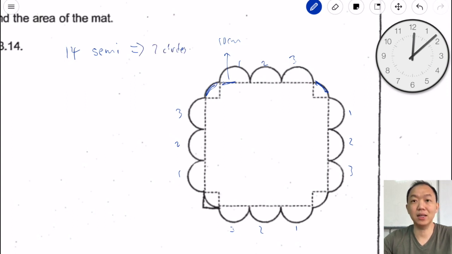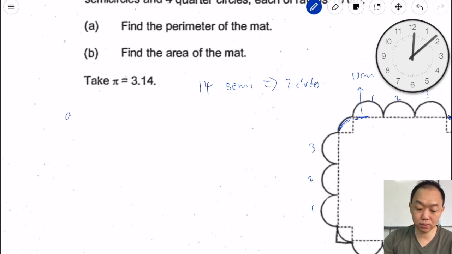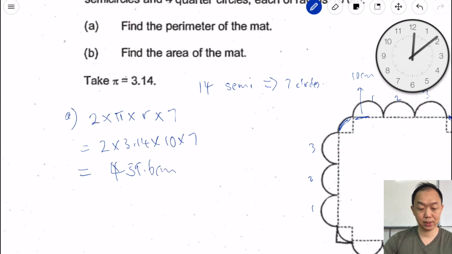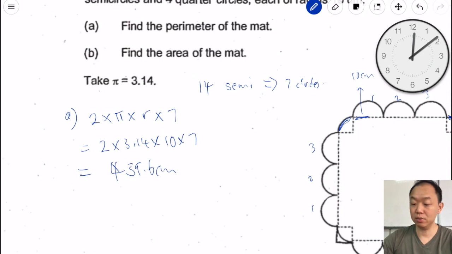So all I have to do is to find the circumference of 7 circles. So pi is 3.14. It's 2 times pi times r times 7. 2 times 3.14 times 10 times 7. Okay, so we work that out. Centimeters. Okay, so we get 439.6 centimeters. That should be the perimeter of the mat.